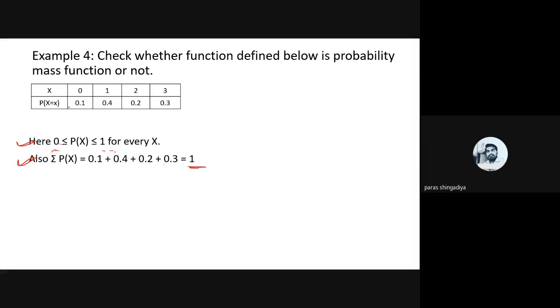Clear? If we modify the table, if I consider minus 0.4 here in place of 0.4, negative 0.4, then it is not a probability function, because the first condition is not correct. फर्स्ट कंडीशन जो है, answer 0 और 1 के बीच में होना चाहिए, तो -0.4 is not in between 0 to 1. So here the first condition is not correct, so it is not a probability function.